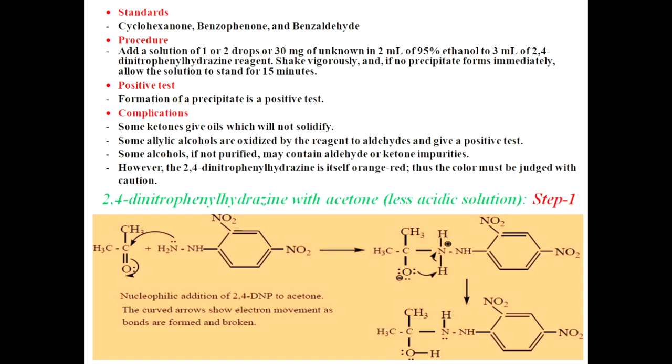Now, what is the procedure of this reaction? Add a solution of 1 or 2 drops of 30 mg of unknown in 2 ml of 95% ethanol to 3 ml of 2,4-DNP solution of your compound, either aldehyde or ketone, and shake vigorously. It precipitates and forms a red or orange solid. So this simple addition gives you the hydrazone formation.